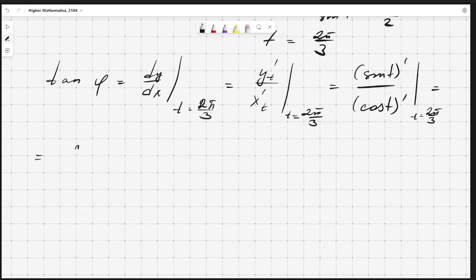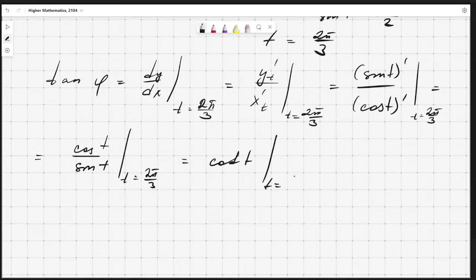Equals cosine of t over sine of t. T is 2 pi over 3, or cotangent of t if t is 2 pi over 3 equals cotangent of 2 pi over 3 equals minus 1 over square root of 3. Okay? Yes. Cotangent of 2 pi over 3.